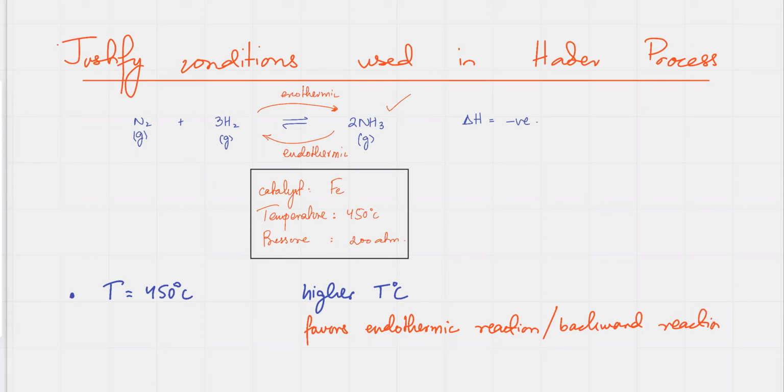So if it's the backward reaction, that means less ammonia will be formed. There's going to be less ammonia formed because we don't want the backward reaction to happen. So yield would decrease and less ammonia would be formed.